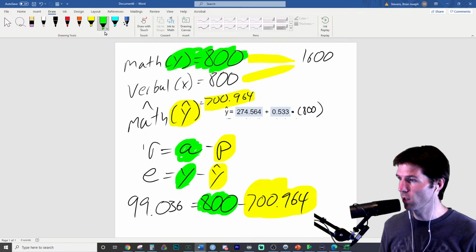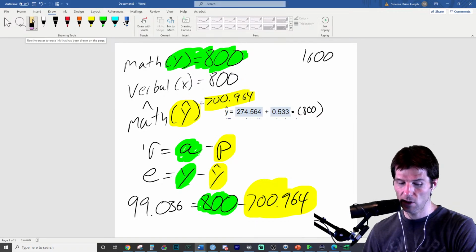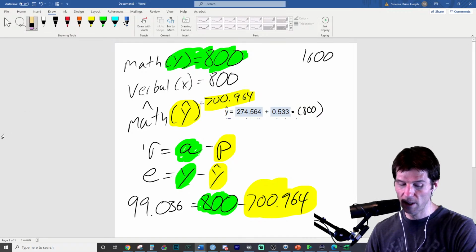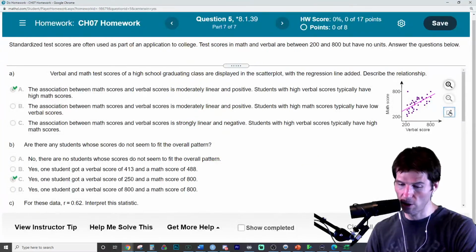And we know they actually made an 800 once again because they made a 1600, and the only way to get that is to make an 800. So on both sections. So that gets us their predicted. Once we have their actual and their predicted, we can find out how much we missed by. And this should be a distance of about 99. And looking at it visually right here, it should look like that.